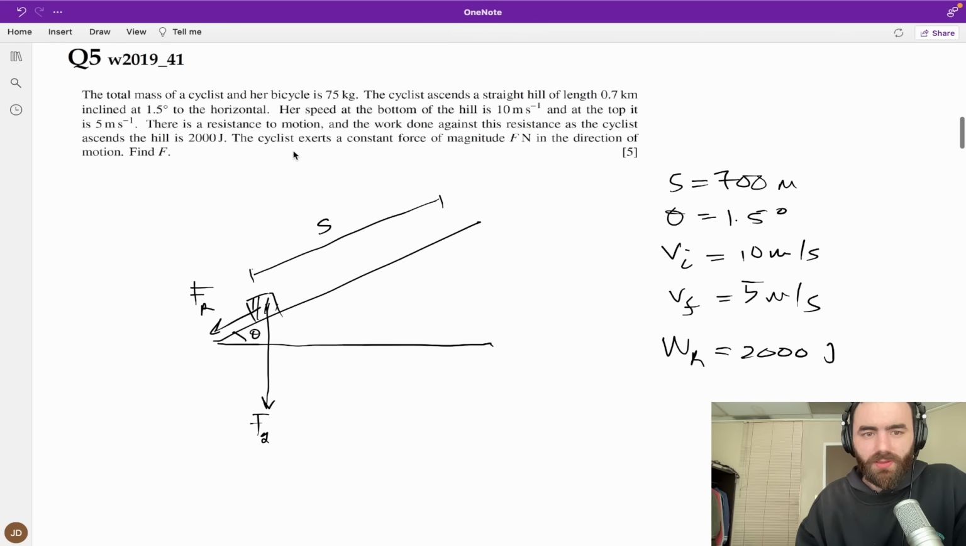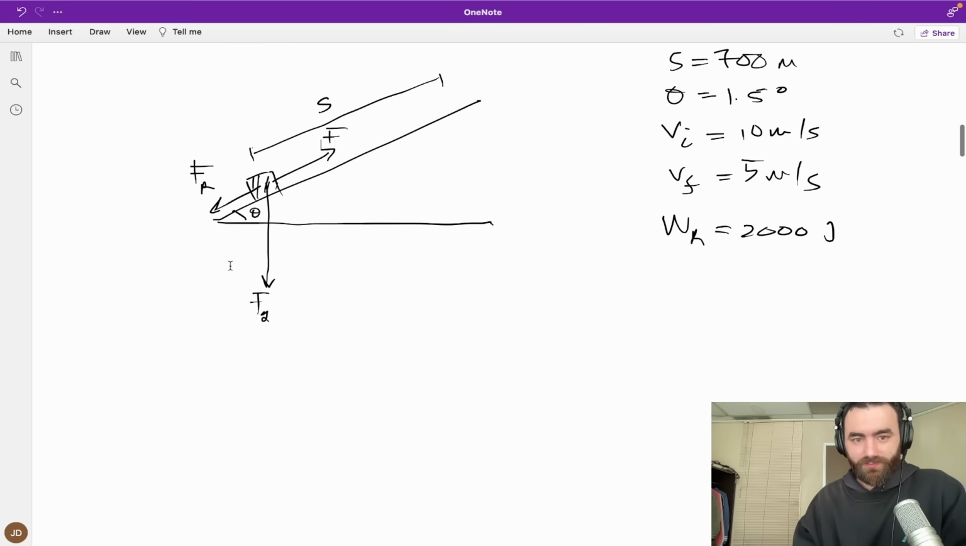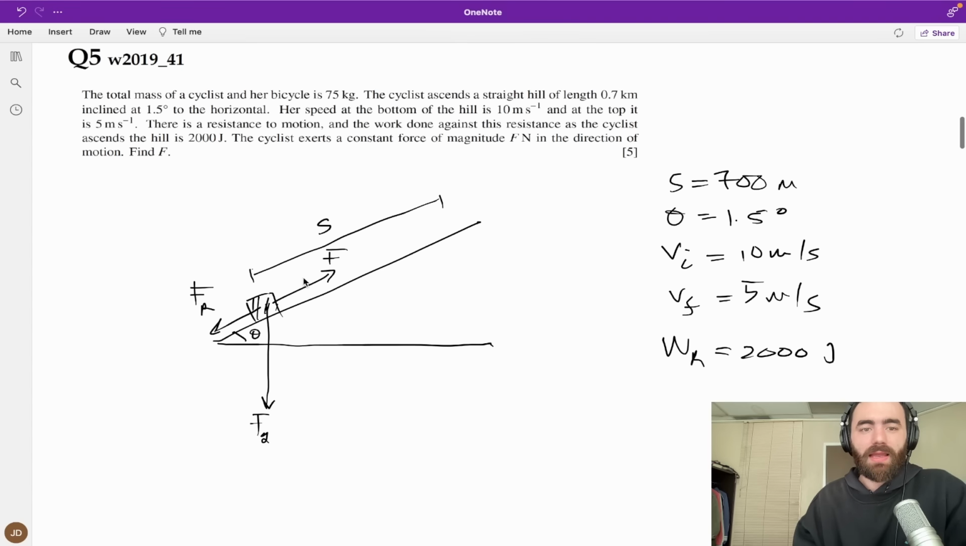And the cyclist exerts a force of F in the direction of the motion. So she or he, okay, she's genderless, he's genderless, it's genderless. So I'm just going to call her she. She's exerting a force up the slope. Okay, so this is our diagram. And now when you read that, you might be like, wow, that's a lot of information. How am I supposed to solve anything or find it?